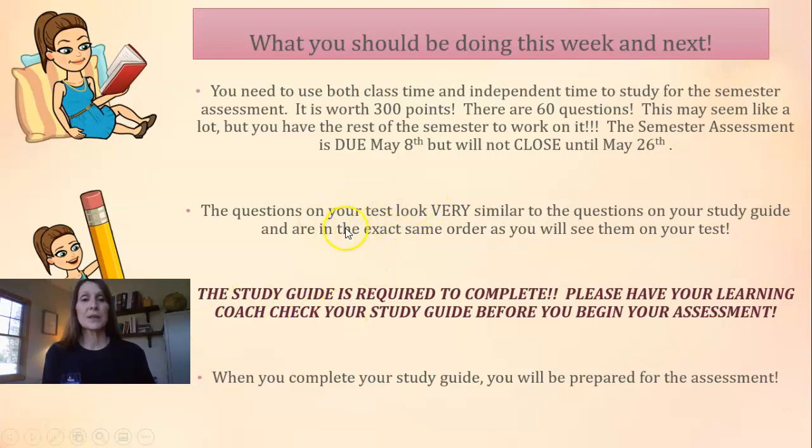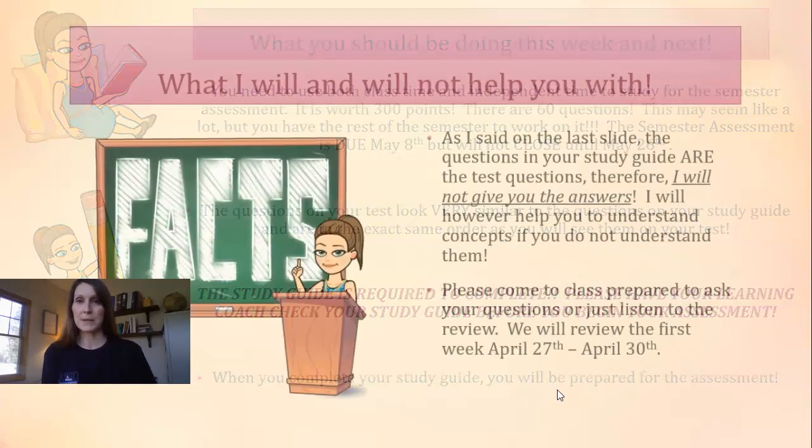Like I said, hint, hint, wink, wink. The questions look very similar to the questions on your study guide. They're in the exact order, okay? Do your study guide, find the answers, you're going to get an A on the test. The study guide is required to complete, okay? I am not going to ask for you to turn it in, but I will know if you completed it or not, because if you do not get an A or a B on this test, I will know you did not complete the study guide, okay? As I said, complete the study guide, do the work, find the answers, you will have an A on the test, all right? And then when you complete your study guide, you will be prepared for the assessment.